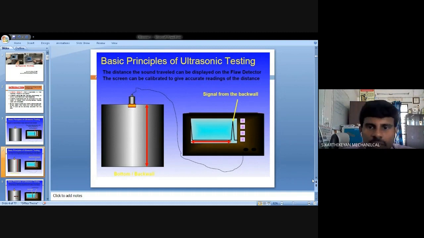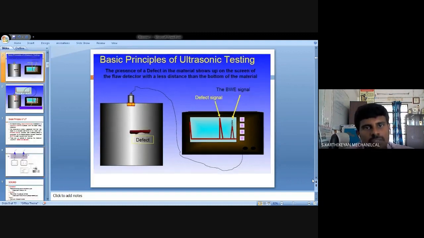The first arrowhead indicates the front wall, whereas the second arrowhead indicates the back wall echo signal. If we find any flaws inside the material, in between the front wall and the back wall echo we find one more curve. With the measurement of that curve, we can find out what dimension of flaw is found inside the material.